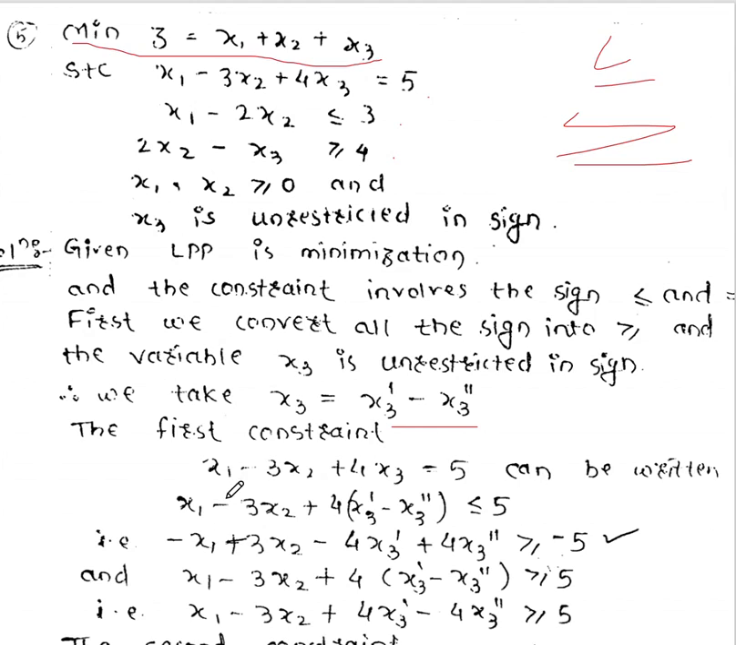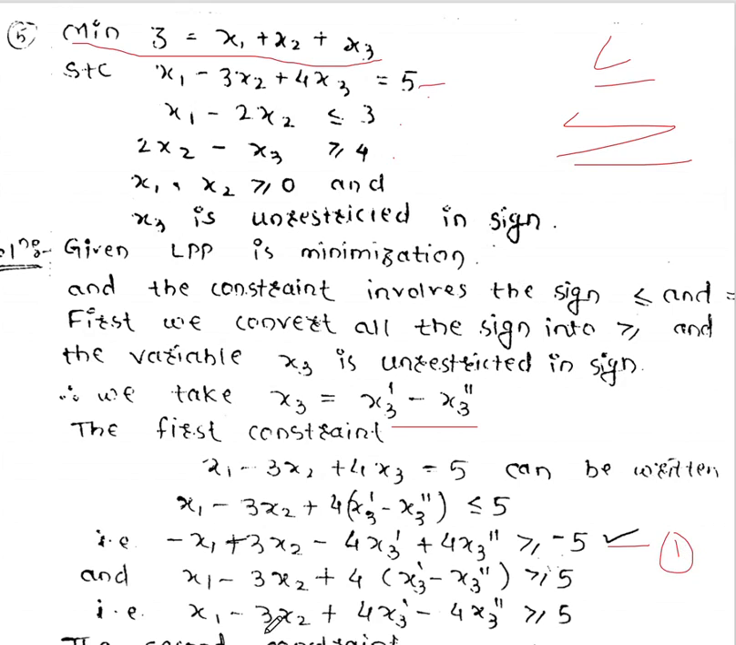Substituting this in the above equations 1, 2 and 3, the constraints can be written as follows. The first constraint is x1 - 3x2 + 4x3 = 5, which can be written in two forms. Putting x3 = x3' - x3'', first: x1 - 3x2 + 4(x3' - x3'') ≤ 5. If you multiply this constraint by -1, it becomes -x1 + 3x2 - 4x3' + 4x3'' ≥ -5. This is the first part of the first constraint.